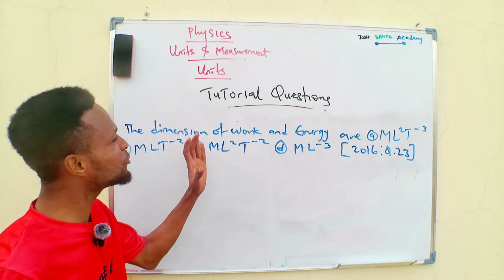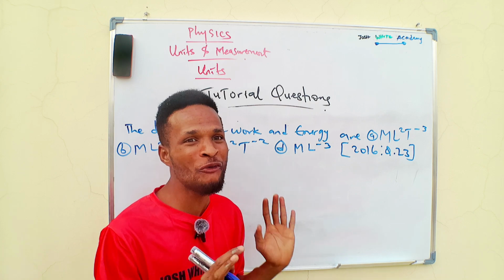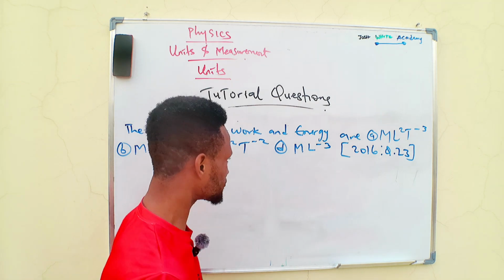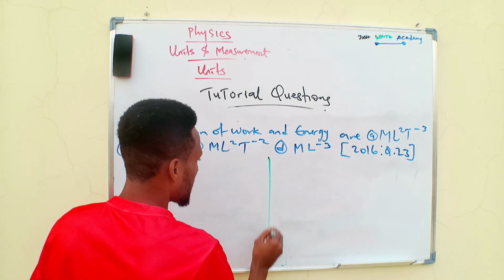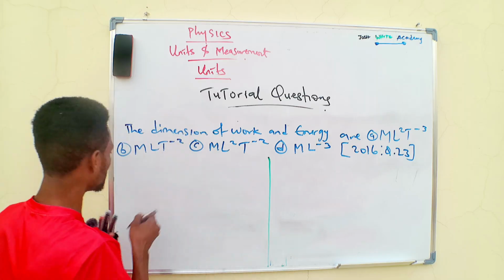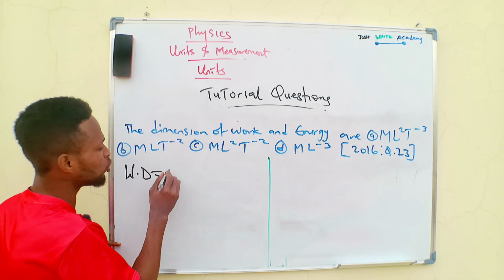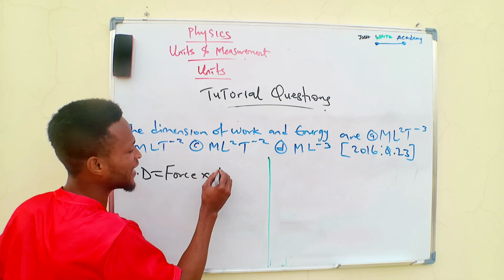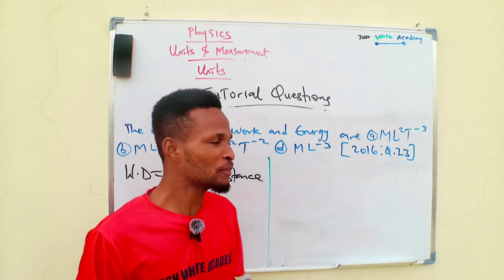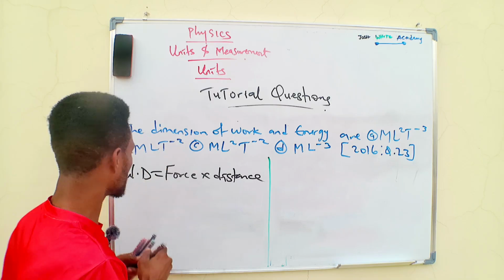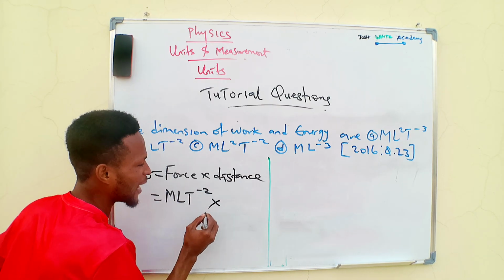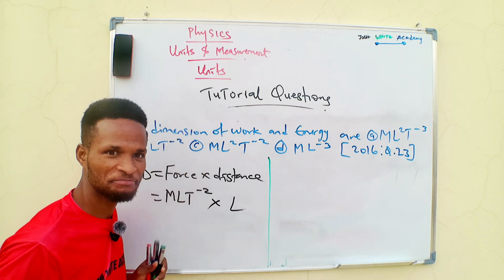So, the dimension of work and energy: work and energy have the same dimension. Now, what is the formula for work done? Work done is equal to force multiplied by the perpendicular distance. So remember from our previous question, force is MLT minus 2, and distance is L.